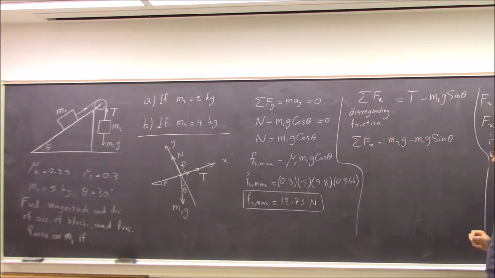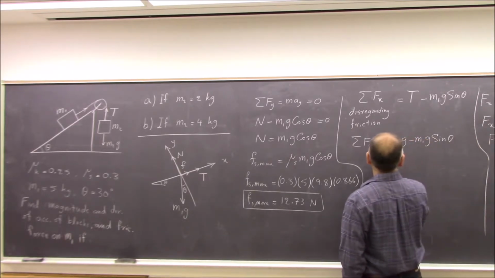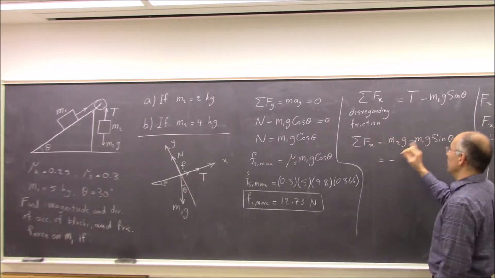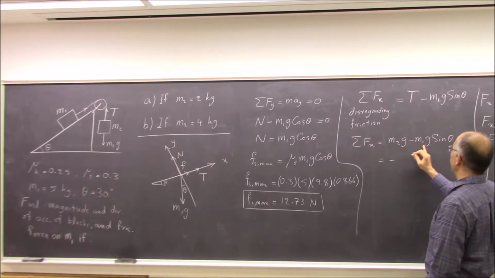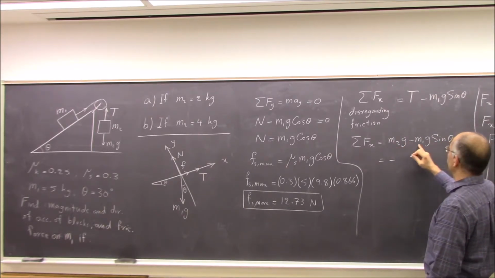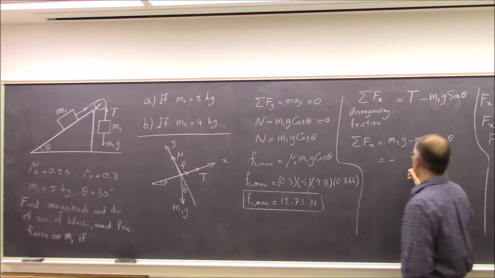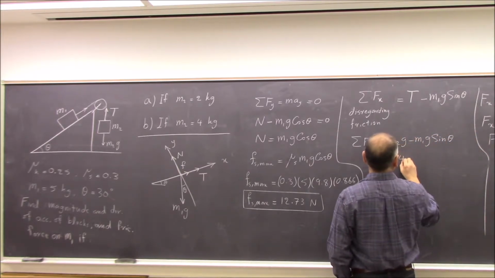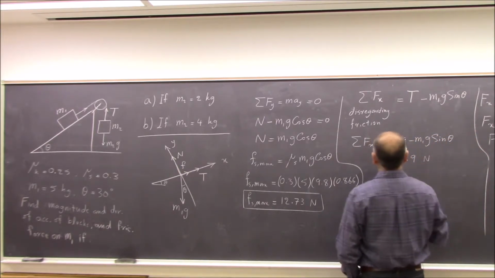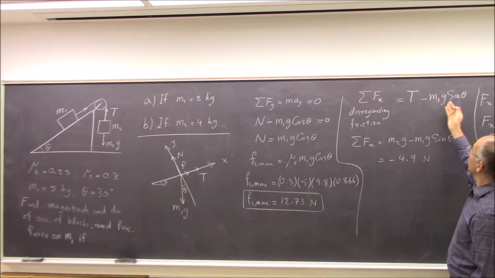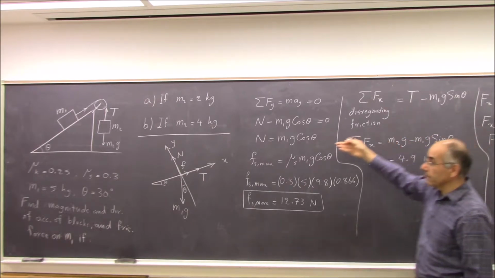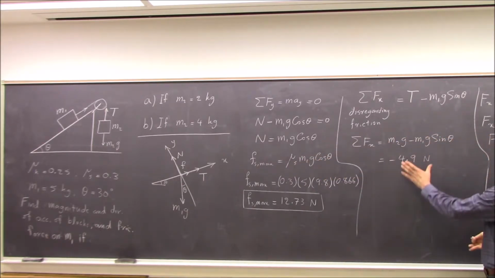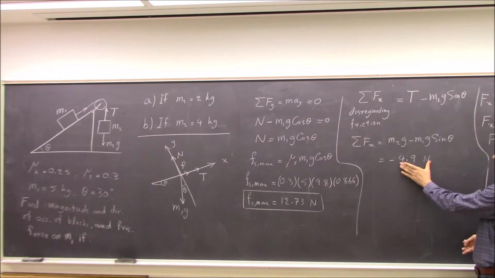That is negative 4.9. If g is 10, it will be 20 minus, sine theta is 1/2, minus 25, right? So 4.9 Newton. Why is it negative? It means that this m1 g sine theta is bigger than the weight. So the sum of these two has a magnitude of 4.9 Newton in the x direction.